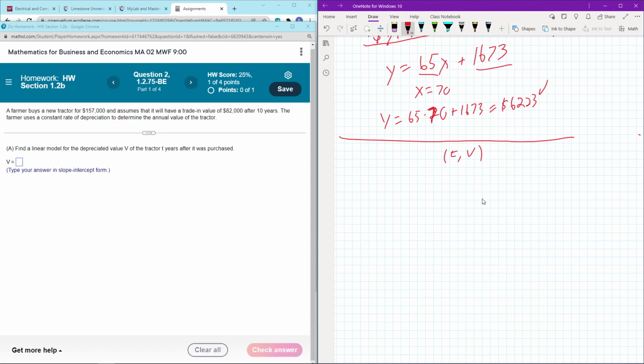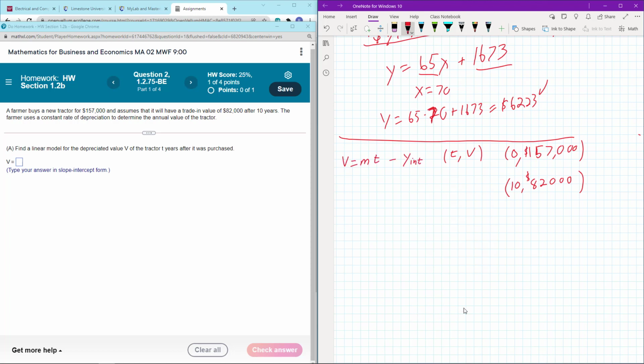Okay? Now, when he first bought the truck, the time was 0. The value of the truck was $157,000. So that is 1 point. When he's owned the truck for 10 years, that means that t is 10, then the value is going to be $82,000. So this seems to me to be a point slope type problem.